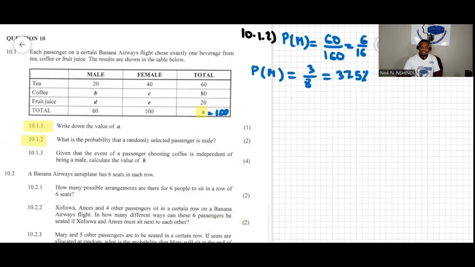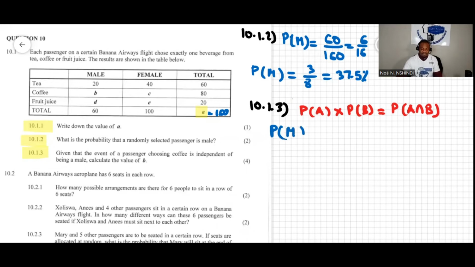Now the following question, 10.1.3, says that given that the event of a passenger choosing coffee is independent of being male, calculate the value of B. This means that, since events are independent, the probability of A times the probability of B is equal to the probability of A and B. So here we have the probability of male, which I'll call P(M), times the probability of coffee, and this must be equal to the probability of male and coffee, M and C.